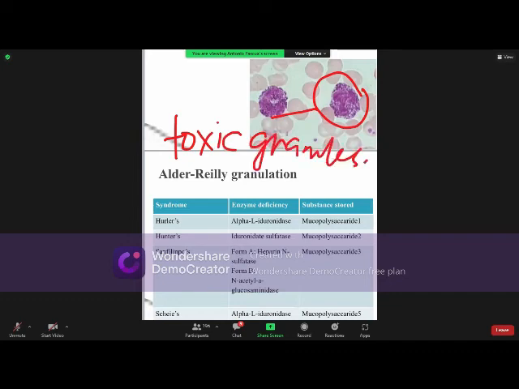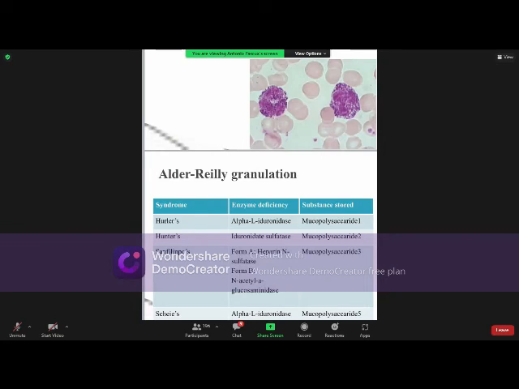It is confused as toxic granules. The difference is that toxic granules are seen in cases of infections and toxic states. Toxic states like burn. Let's say your patient got burned. So that's the time you will see toxic granules. But if it's because of those mucopolysaccharides, you just simply call it Alder-Reilly anomaly.